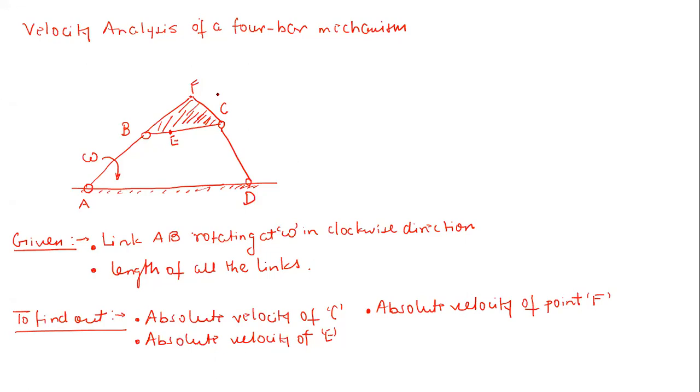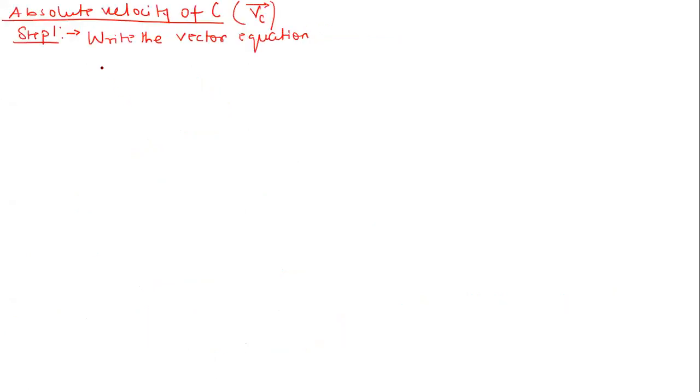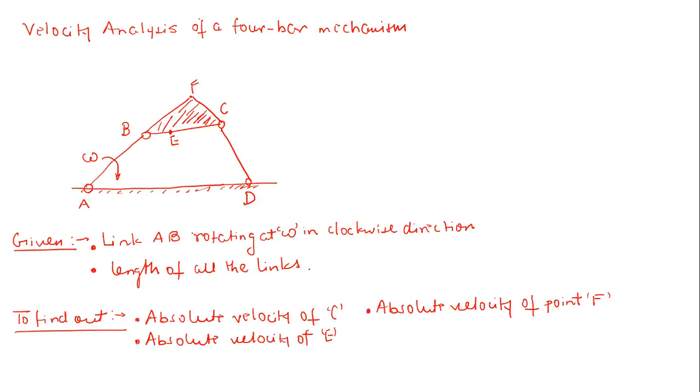If you have to calculate the velocity of point C, that means this VC vector is the velocity of point C with respect to A, or you can simply say velocity of C with respect to D. If you observe carefully, this is simply the velocity of C with respect to some fixed point. Which two fixed points are there? One is point A, another is point D. So this VC vector is the velocity of C with respect to A, or the velocity of C with respect to D.